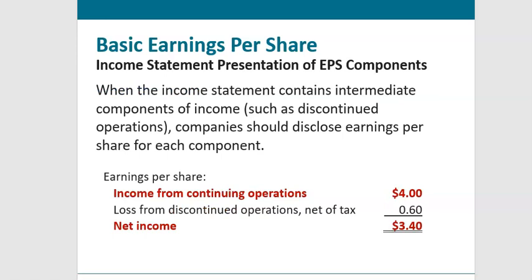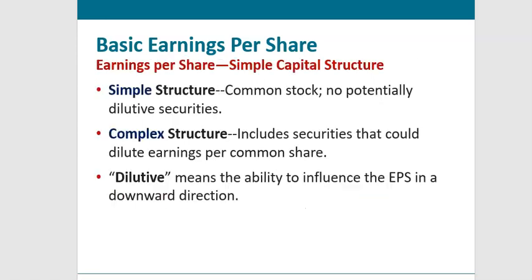Remember, when there is discontinued operations, companies have to break down earnings per share into earnings from continuing operations and gain or loss from discontinued operations, and show the reconciliation, how it reconciles to net income per share. In addition to reporting basic earnings per share, companies also have to report diluted earnings per share. We'll get to diluted earnings per share in our next topic and next video. This one covers basic earnings per share.